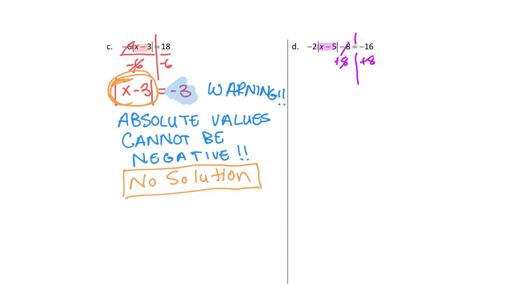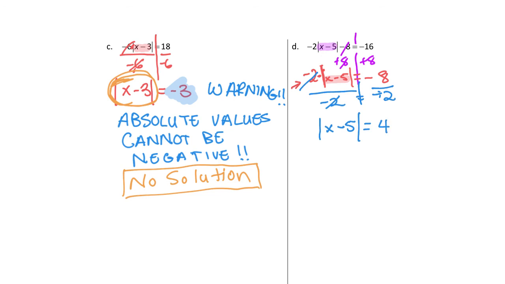those cancel. I'm left with negative 2 times the absolute value, so make that big so it doesn't look like a 1, of x minus 5 equals negative 8. So I still have this x minus 5 inside. I still need to take care of this negative 2. I'm going to divide both sides by negative 2. Okay, and those will cancel again. I'm left with the absolute value of x minus 5 equals positive 4.